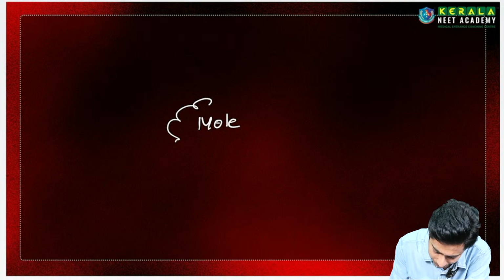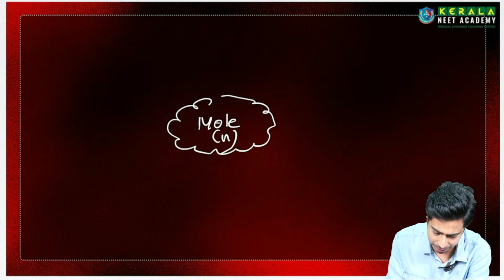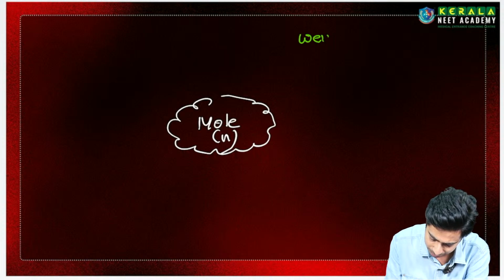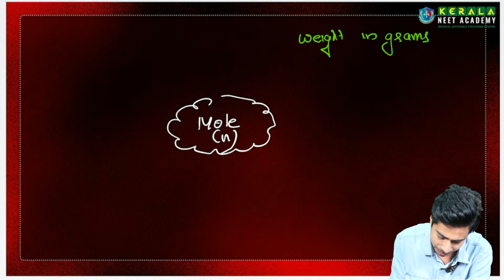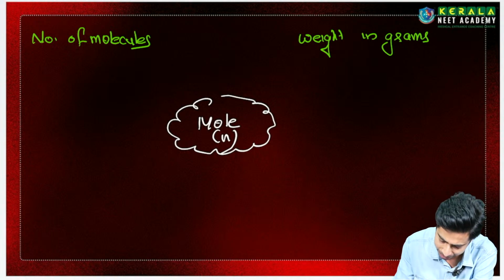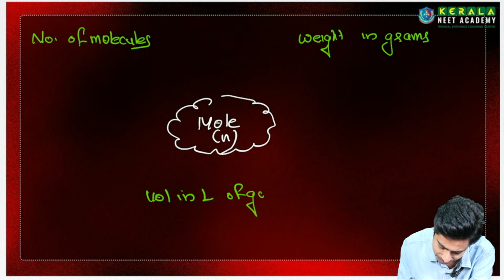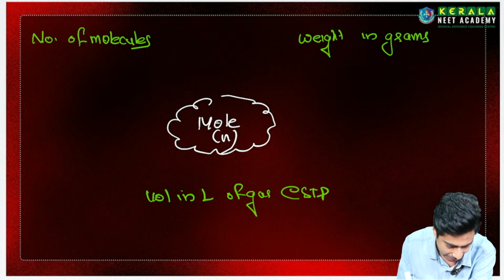Now, the number of moles, n, can be converted to weight in grams. You can convert that into weight in grams. It can be converted into number of molecules. You can convert that into number of molecules. It can be converted to volume in liters of gas at STP, at standard temperature and pressure.